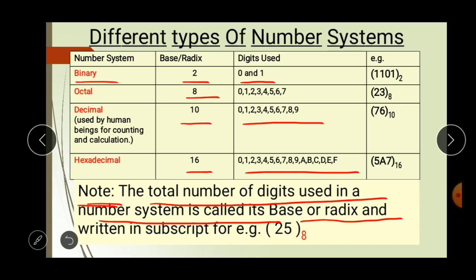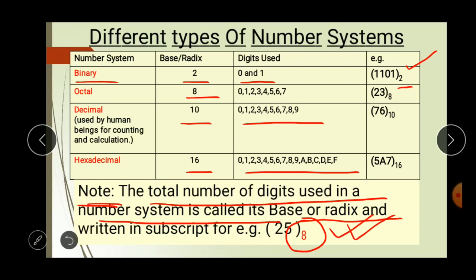So it's very important to mention the base along with the number, because it specifies which type of number system we are using or we are watching in front of us. As an example of binary number system, you can see the example. The number has only two digits, that is 1 and 0, and its base is 2. So it represents that the particular number is a binary number.